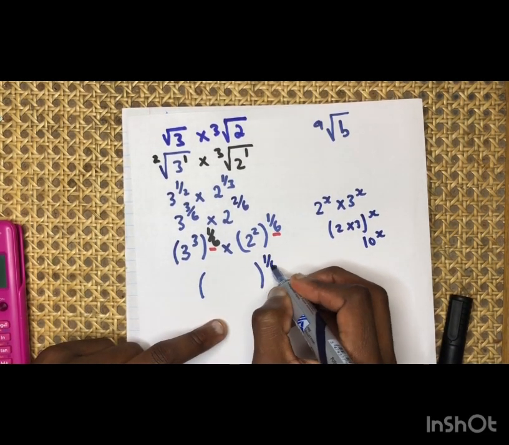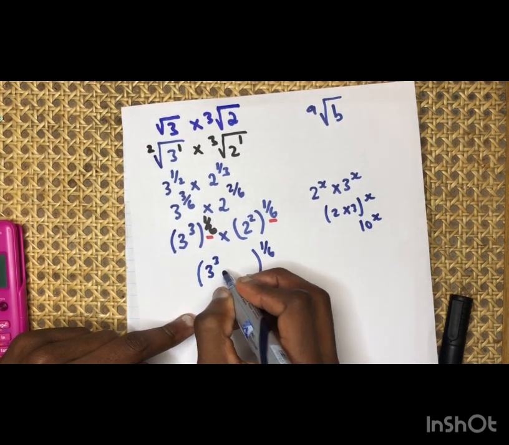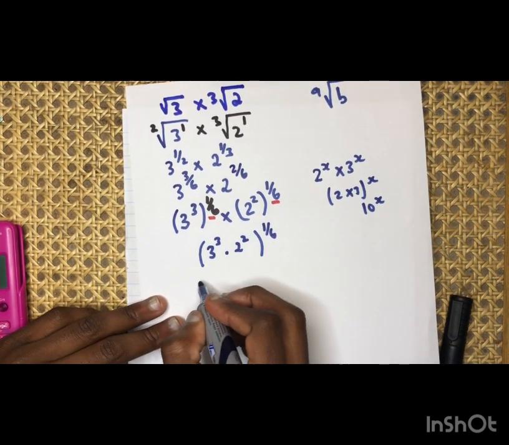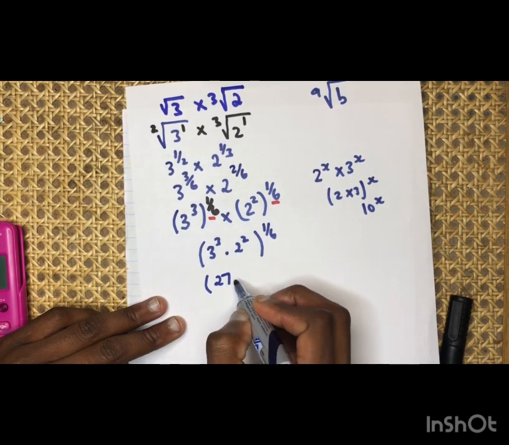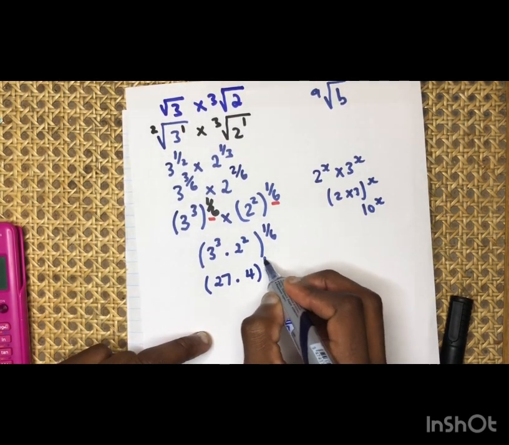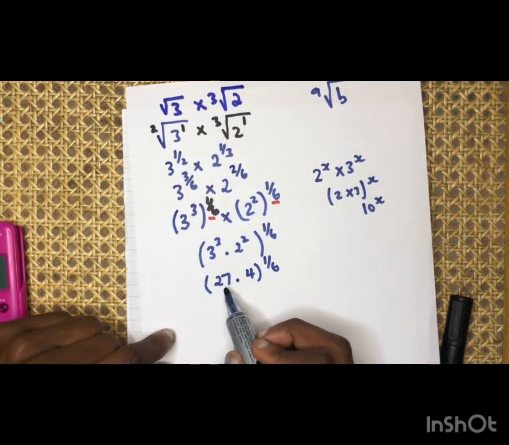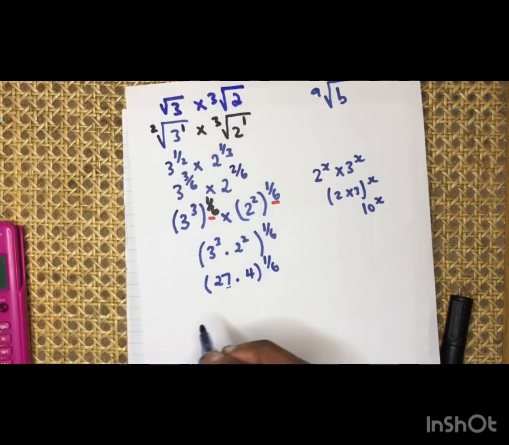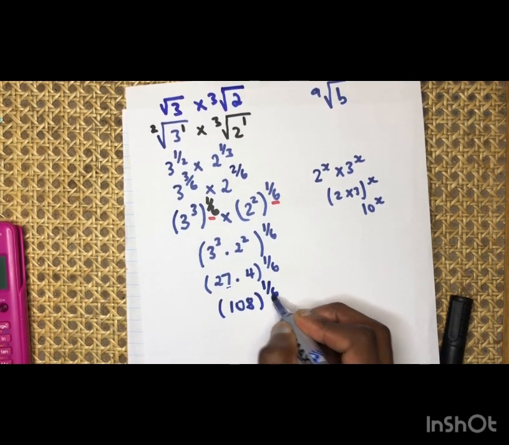Our power now is 1 over 6. So I'm going to have inside 3 to the power 3 times 2 to the power 2. So now you all agree with me that 3 to the power 3 we get what? 27. Then 2 to the power 2 we get what? 4. Then we apply multiplication. So 27 times 4, what do you get? You get 108 to the power 1 over 6.